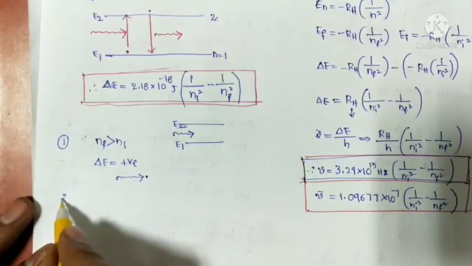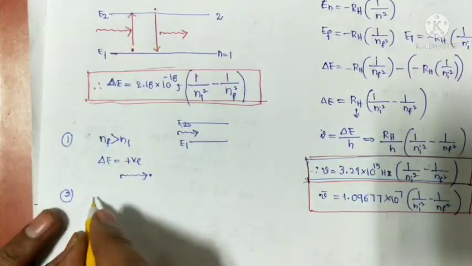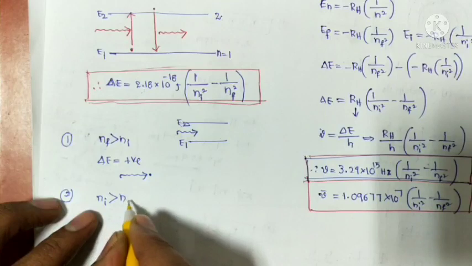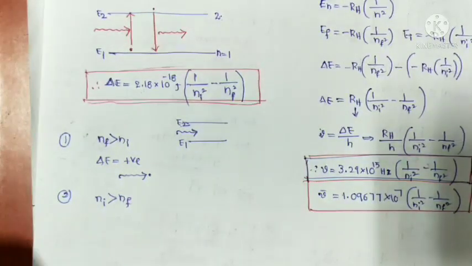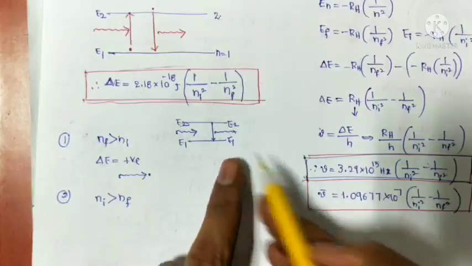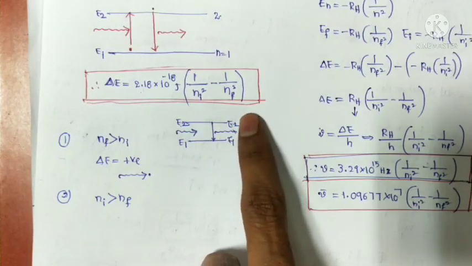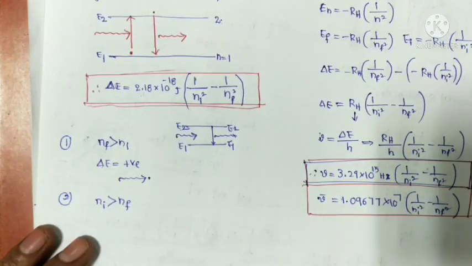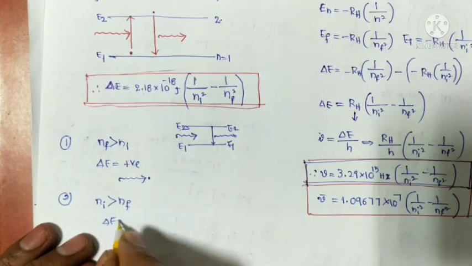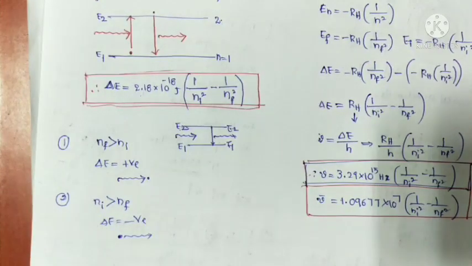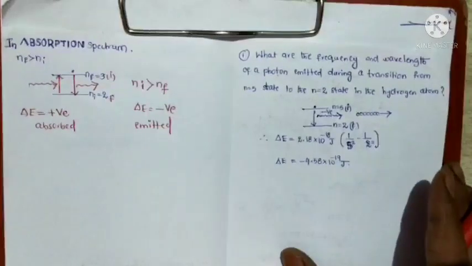Okay. Second one is in case of emission spectrum. What is that in case of emission spectrum? Initial is greater than the final. For example, here emission, here E2. Whenever there is emission, this is the initial, this is the final. If it is absorption, it is the reverse. So in this situation delta E is negative. That means energy will be released.